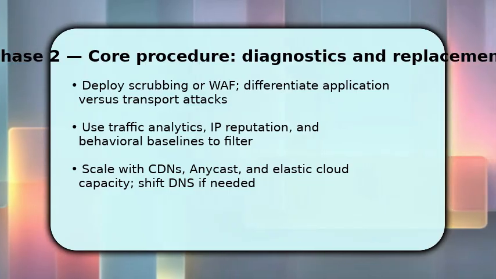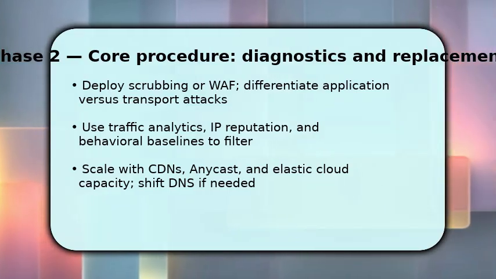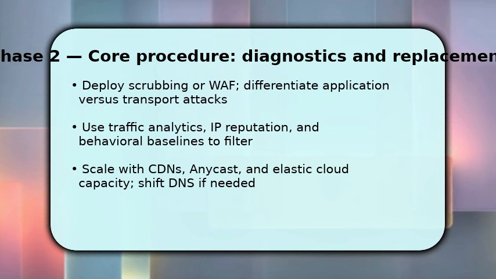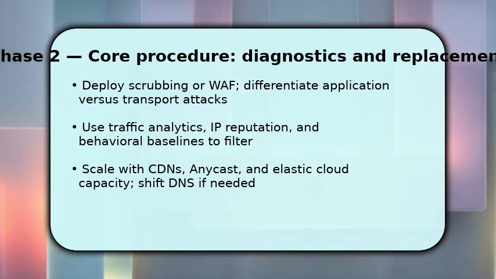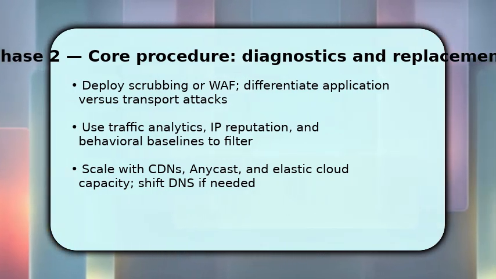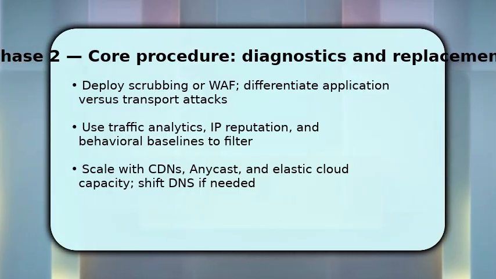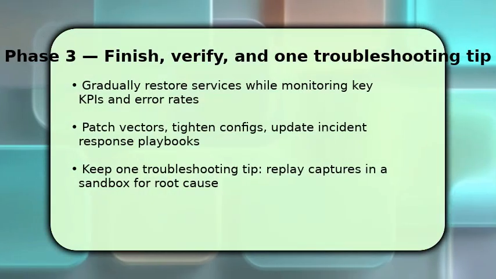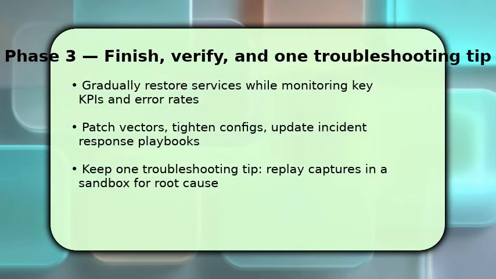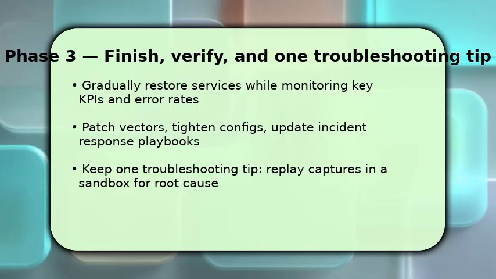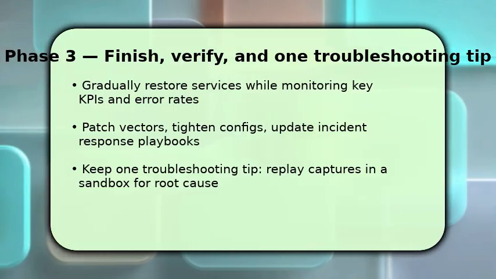If traffic volume grows, scale horizontally with CDN or Anycast and enable elastic cloud capacity. Coordinate DNS changes only when the routing plan is tested. You recover by bringing services back in stages. Route a subset of traffic, monitor latency, error rates, and user sessions, and only expand if KPIs remain stable.